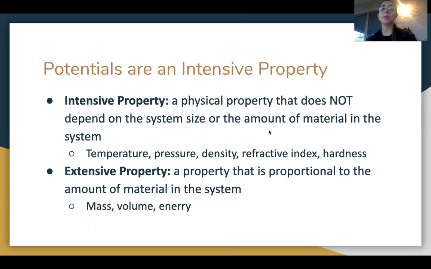We should know that potentials are an intensive property. We define an intensive property as a physical property that does not depend on the system size or the amount of material in the system. Some examples of intensive properties are temperature, pressure, density, refractive index, and hardness. However, an extensive property is a property that is proportional to the amount of material in the system. So the amount of, let's say, copper or gold affects the mass, the volume, and also the energy.